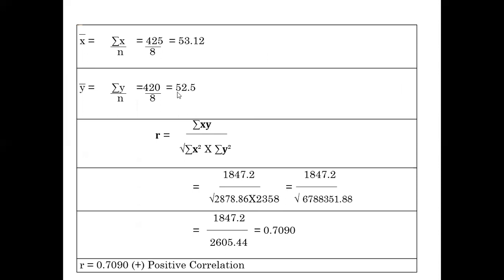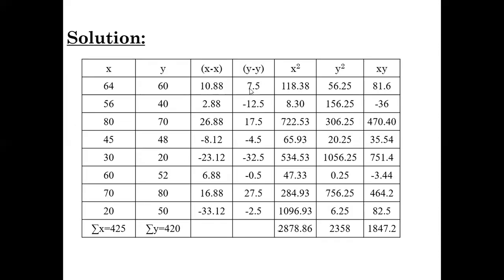52.5. So subtract all the y value items from 52.5. You will get the values 7.5, minus 12.5, plus 17.5, minus 4.5, minus 32.5, minus 0.5, plus 27.5, minus 2.5. Okay, this is what we get after subtracting the y mean from the y column. Okay, next step, see students here.